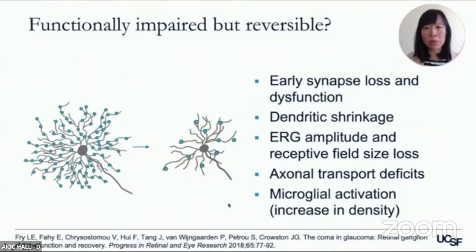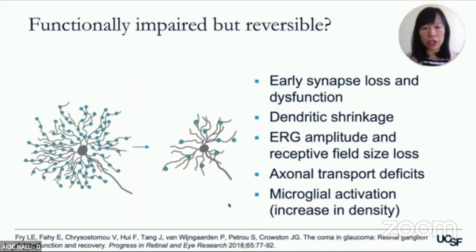And so are these more resilient ganglion cell types functionally impaired, but able to be rescued? We and others have shown that there's early synapse loss and dysfunction, followed by dendritic shrinkage, ERG amplitude and receptive field size loss, axonal transport deficits, and microglial activation, suggesting that IOP-independent neuroinflammation may be playing a role.